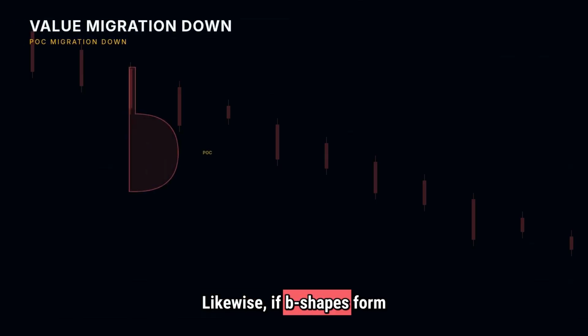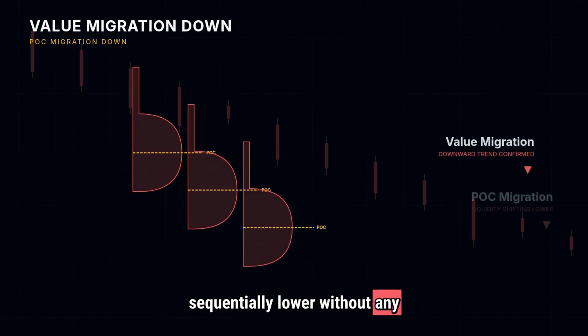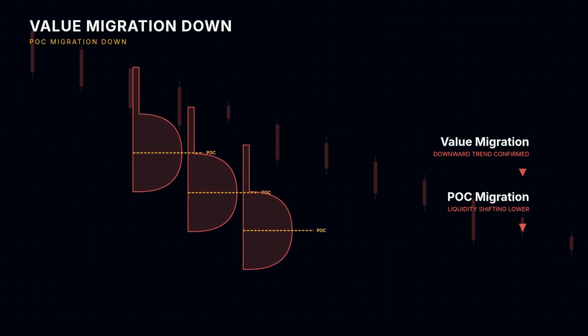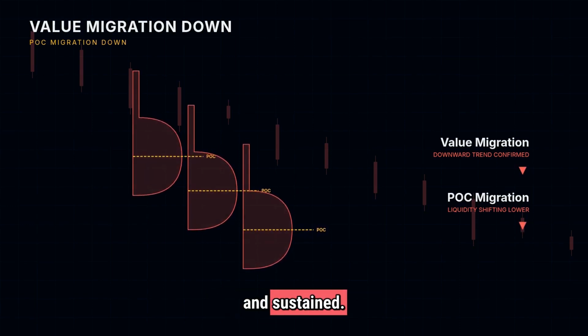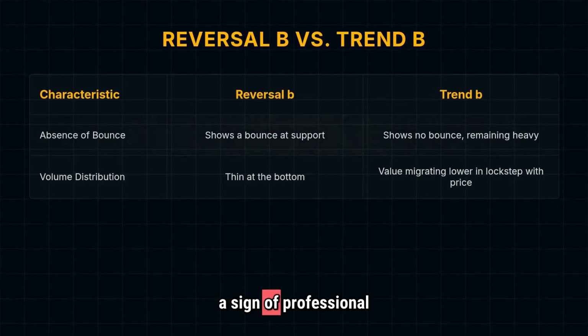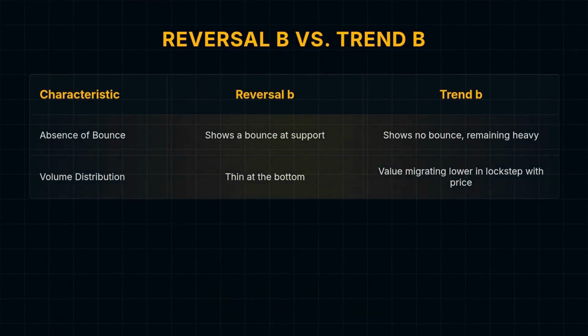Likewise, if B shapes form sequentially lower without any bounce or reaction at support, you are witnessing a structural downtrend. The selling is intentional and sustained. If the value moves in lockstep with the price drop, it is a sign of professional selling intent. This is structural, not emotional. Know the difference to stay on the right side.